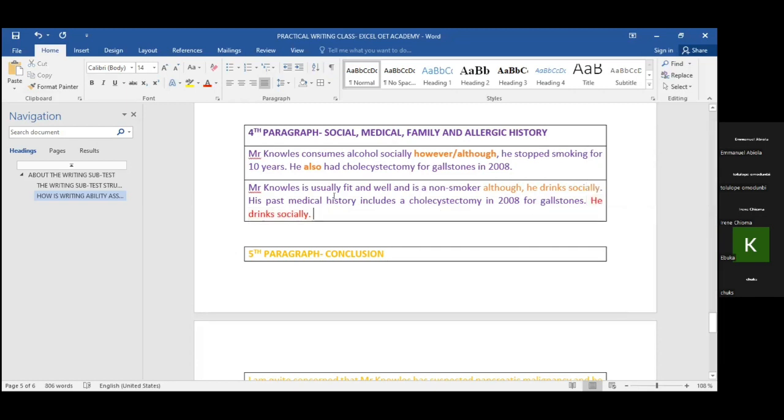Okay. All right. Mr. Emmanuel. Yes, sir. Thank you first and foremost. Just concerning your second example, you didn't specify that you stopped smoking for 10 years. Don't you think that 10 years detail is important? So. Okay. All right.